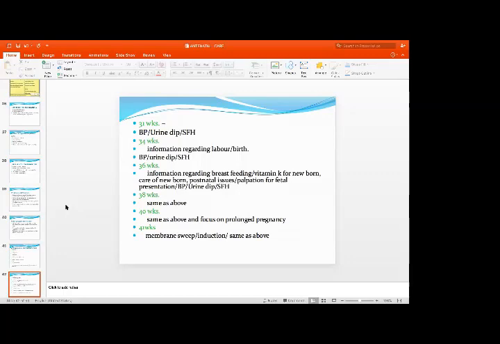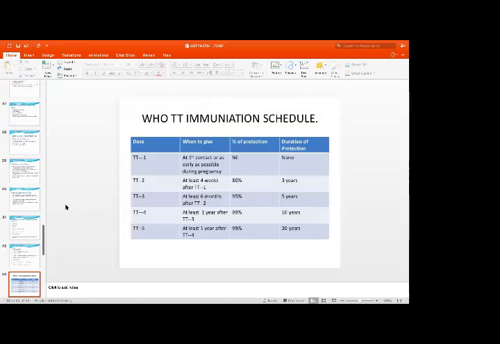If all is okay, there is no risk factor, then we can wait till 41 weeks. And at 41 weeks, we will do membrane sweeping. Induction is planned if it is advisable. Induction of labor.